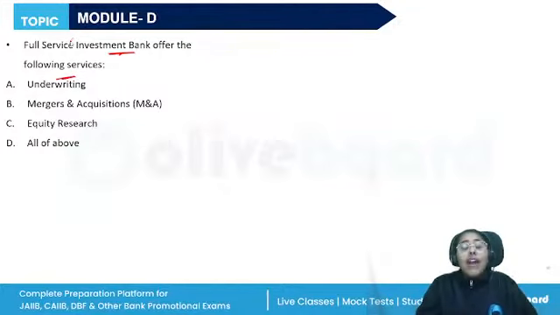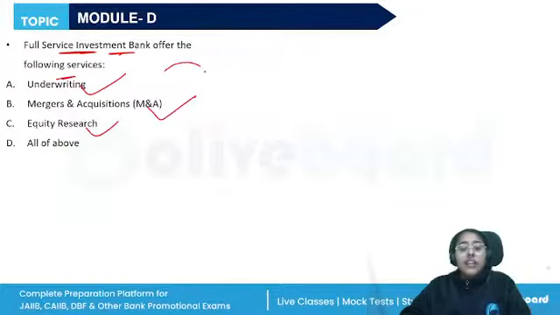Their clients now have a deficit. They want to raise funds. So that will be the function of the investment bank. Coming back to the full-service investment bank, the following services are provided: underwriting, mergers and acquisitions, equity research. Which methods can be used by the investment bank for raising funds?